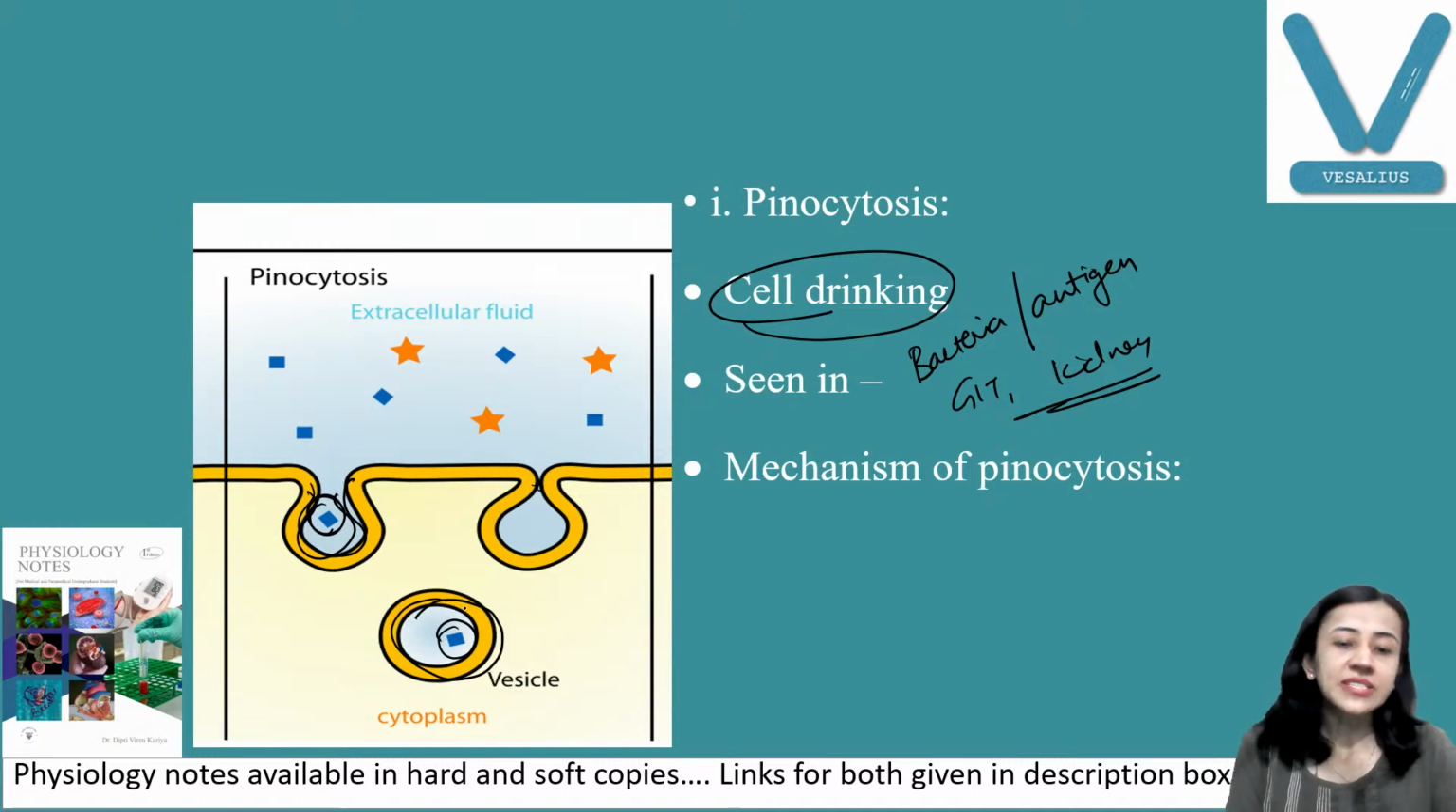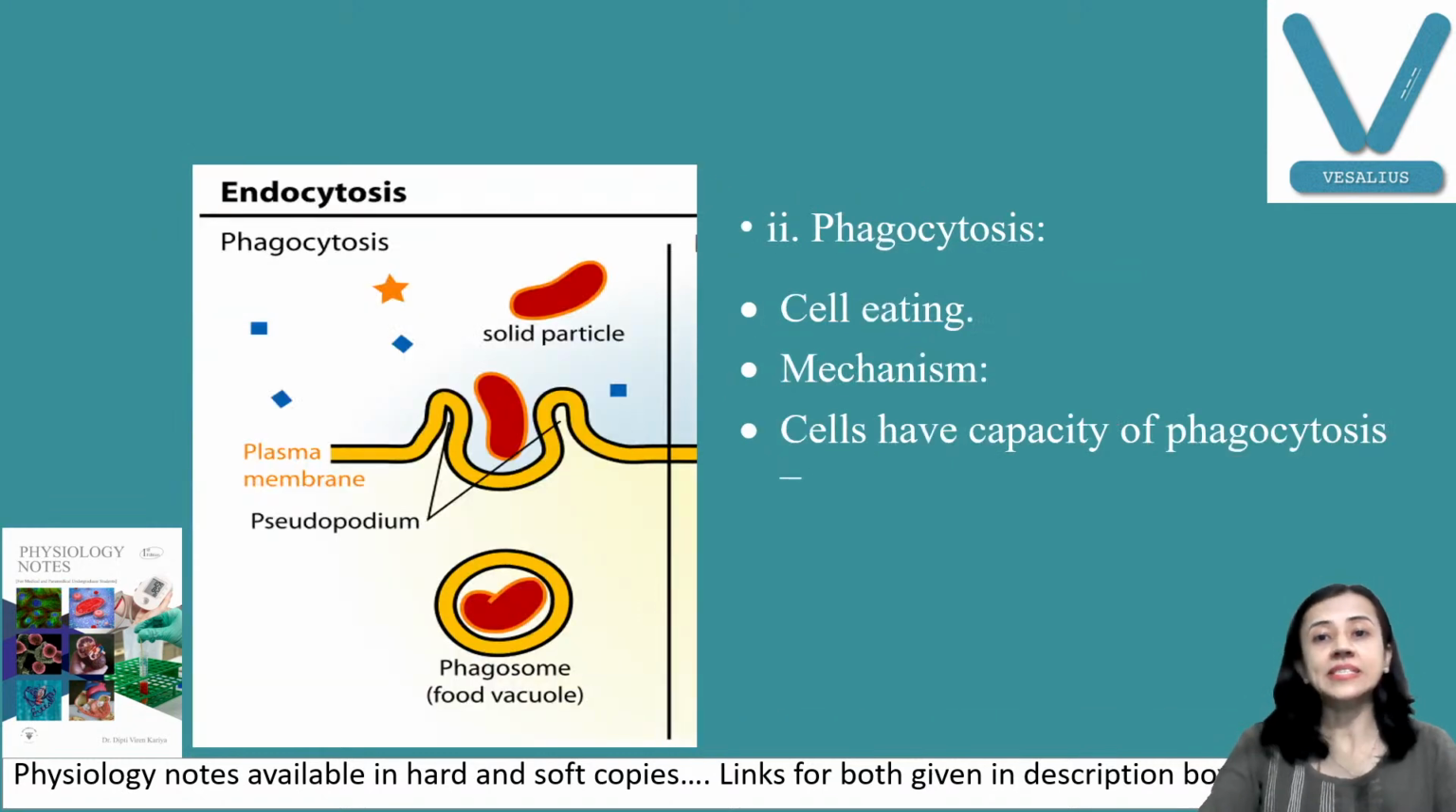After that, what happens? Lysosome fuses with the vesicle and forms a phagolysosome, and it destroys the particle. So this is the mechanism of pinocytosis. Next is phagocytosis. Phagocytosis is known as cell eating.